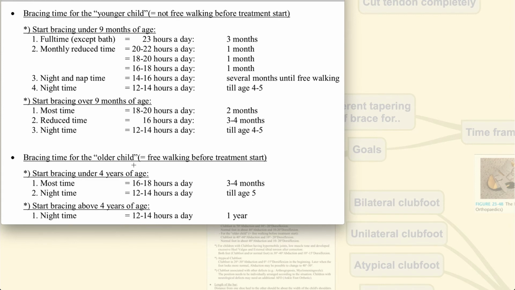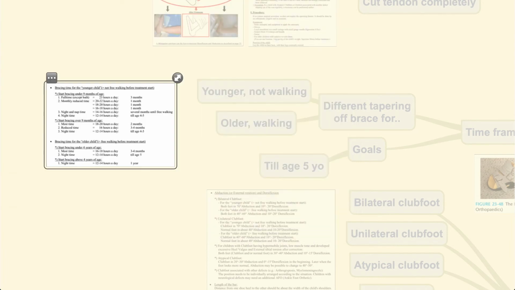But for bracing older children, you also need to brace until the age of 5, and the tapering off goes faster. So for most of the time, people wear around 16 to 18 hours a day. The child needs to wear them for at least 3 to 4 months before reducing it to nighttime use only, for 12 hours a day, until they reach the age of 5. But if the children started above the age of 4 years old, then you only need to apply it partially or only at nighttime and for at least 1 year. That is when the child has reached age 5 years old.